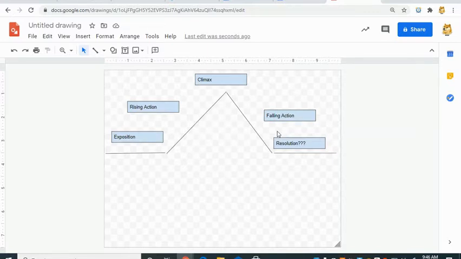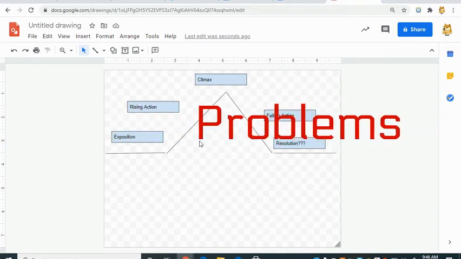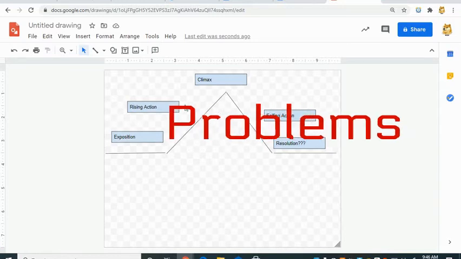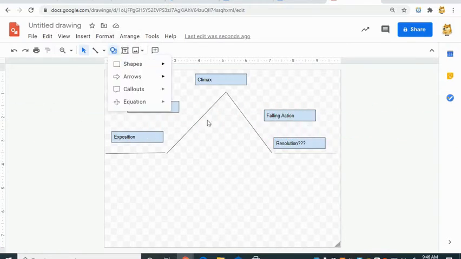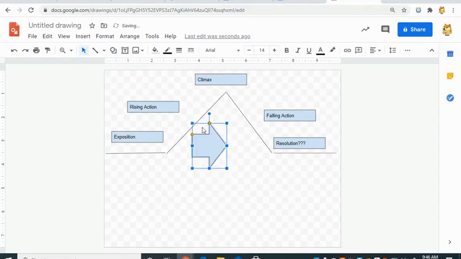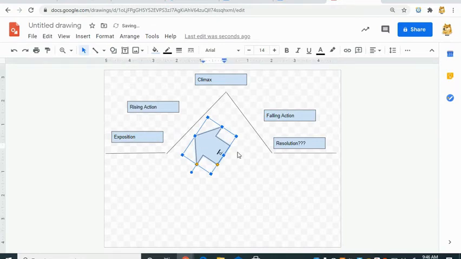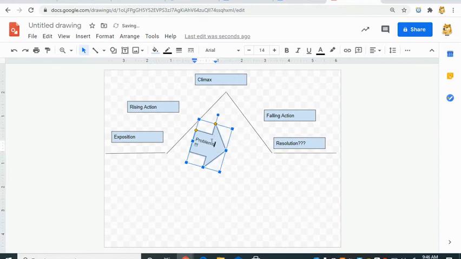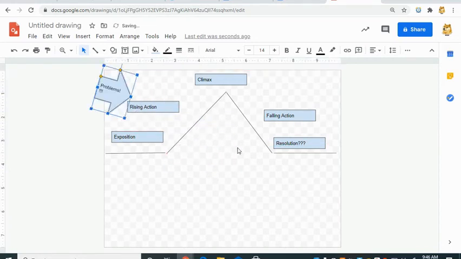The events in the plot expose problems, problems that need to be resolved. So the problems are right here, in the rising action. Oh no, there's problems! This is where the problems are happening. Let's start rotating here, because it's upside down. That's a problem because I can't see it. So we got problems that are happening during the rising action right there.